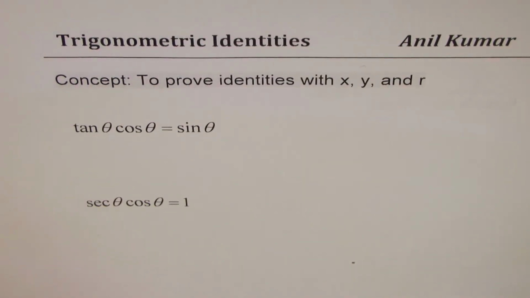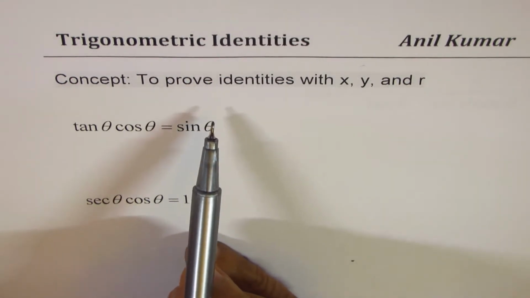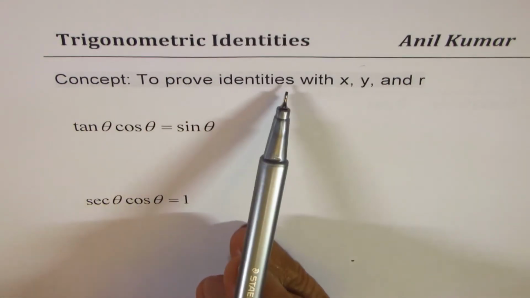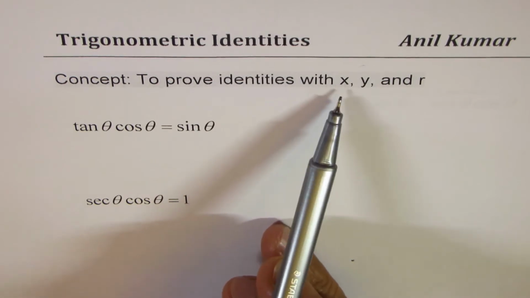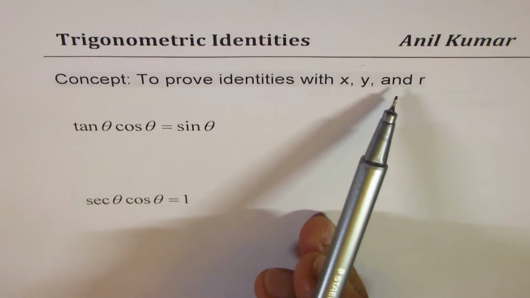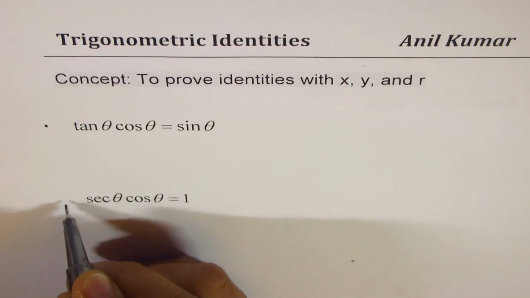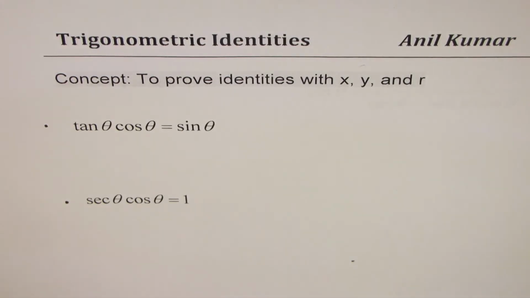I'm Anil Kumar, sharing with you strategies which can help you prove trigonometric identities. For the beginners, this is a very useful concept. We'll prove trigonometric identities with the coordinate points x, y and r, the distance from the origin. We have two examples here in which we'll apply our strategy.